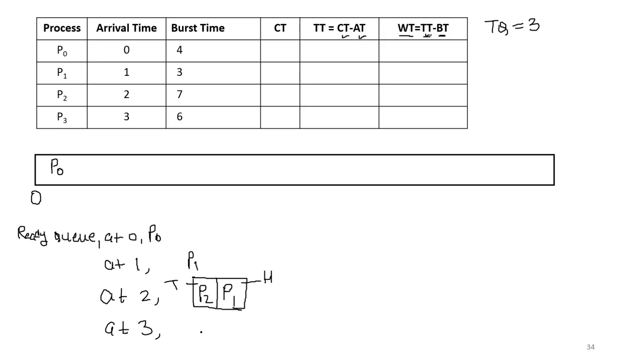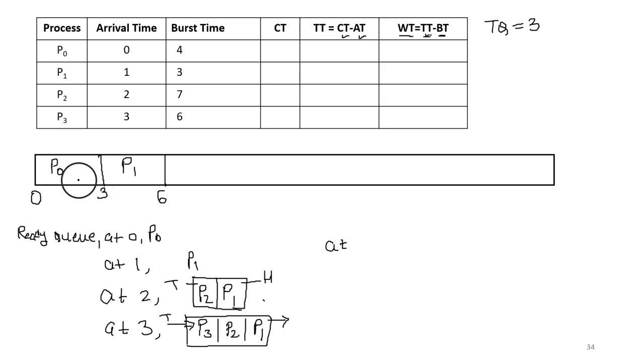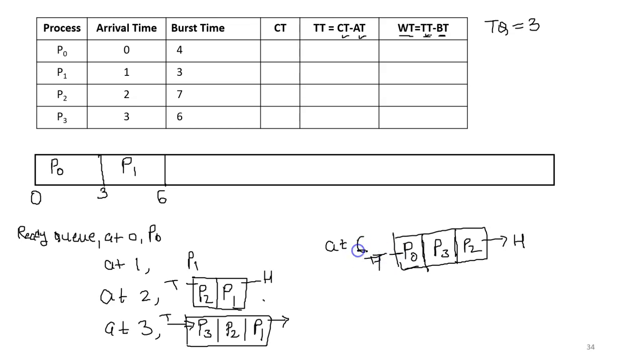At 3 there is arrival of another process P3. Means the ready queue has 3 processes. This is the head of the ready queue and this is the tail of the ready queue. So at 3 there is a preemption of process P0. P0 will be preempted and CPU will be given to the next process in the ready queue, that is P1. P1 will execute for how much time? Time quantum of 3, means total time will be 6, and process P0, which is preempted, will be put back in the ready queue. Means the ready queue will be like this. This is the head and this one is the tail of the ready queue.